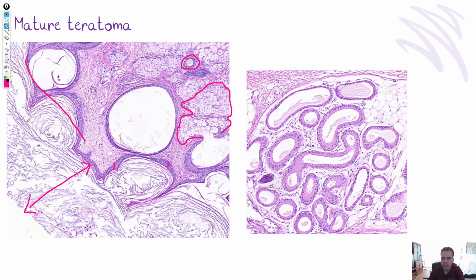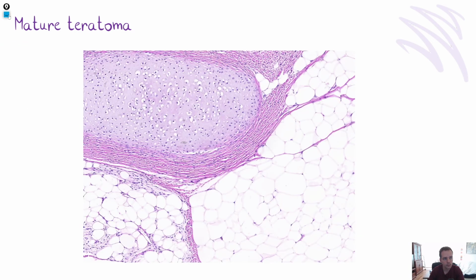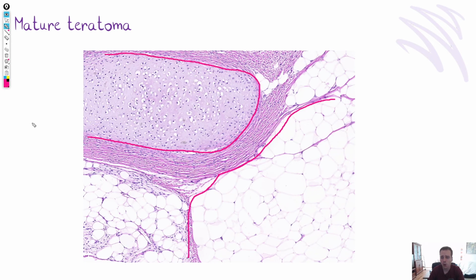Here you can see that in some regions we can see also apocrine glands with some adipose tissue around. And again, here you can see some adipose tissue and the hyaline cartilage as well. But as you can see, all the tissues are fully differentiated. They are not immature, they are not atypical, they are fully differentiated tissue. That's why we call it mature teratoma.